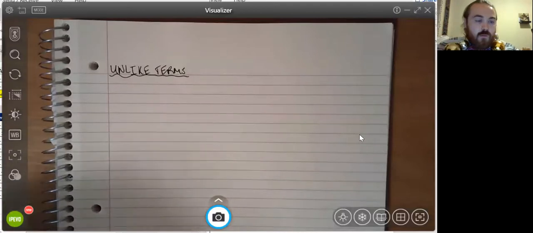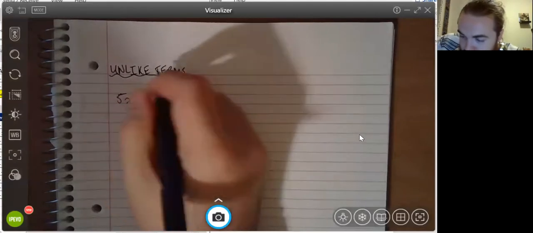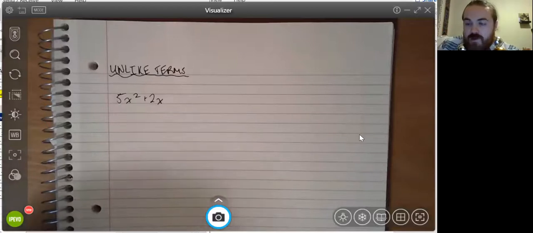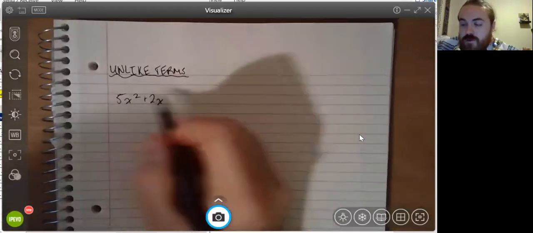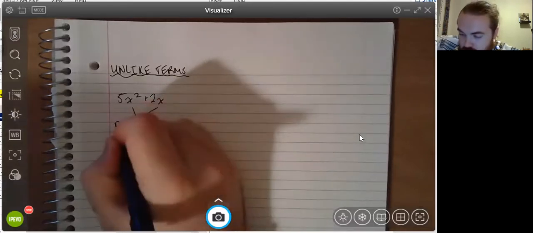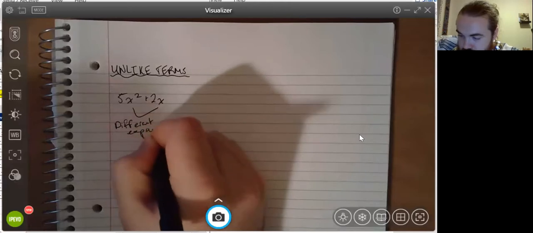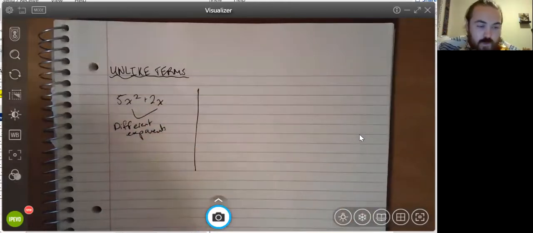The last part of the notes is unlike terms. Again, you'll put a little squiggly line under it. All right, so one example of unlike terms would be something like 5x squared plus 2x. The reason why they're unlike terms, well, they have the same variable, but they have different exponents. This is a 2, this is a 1. So different exponents.